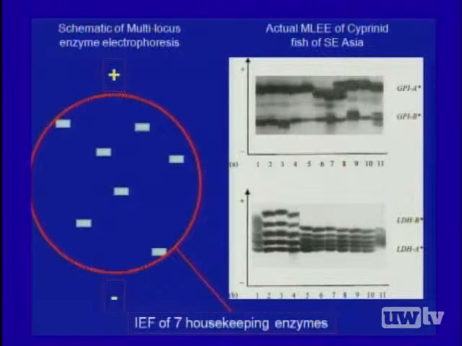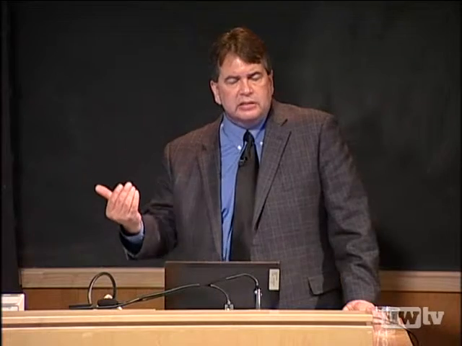Because what you're doing is really taking these housekeeping genes. And these housekeeping genes, because these are very, very highly conserved, they don't change very quickly. And you're really doing what we call isoelectric focusing. You're finding the isoelectric point. You're letting the overall charge of these enzymes move along this electrophoretic gradient, and they're finding their characteristic place.